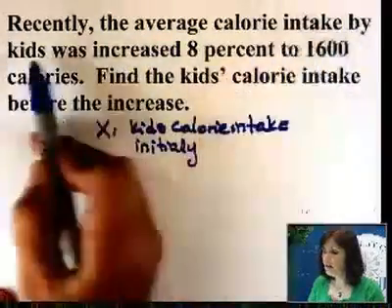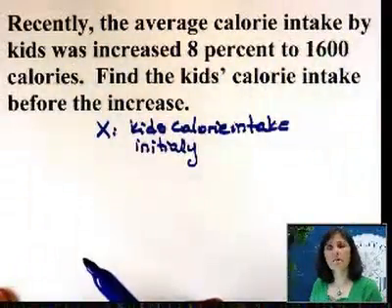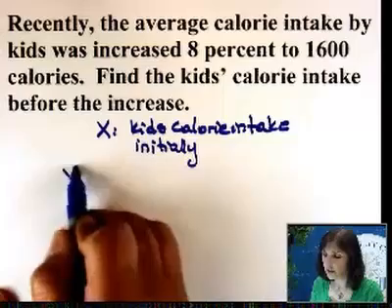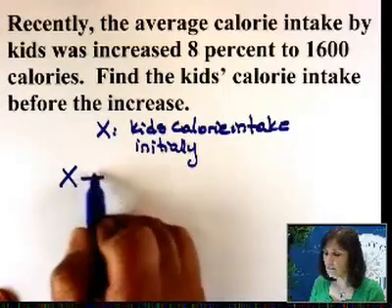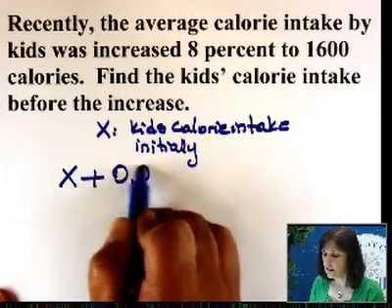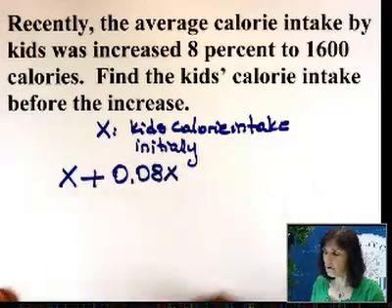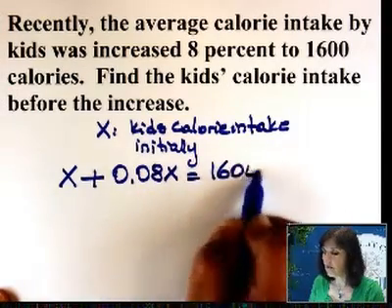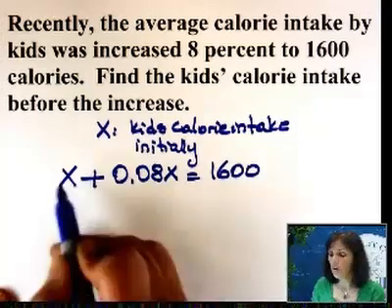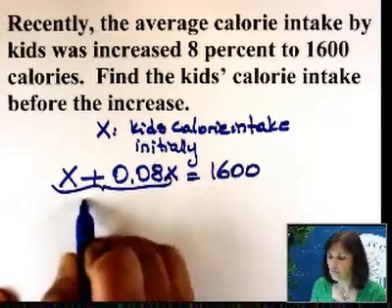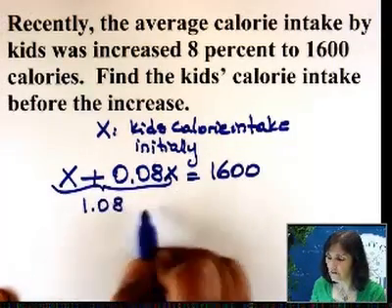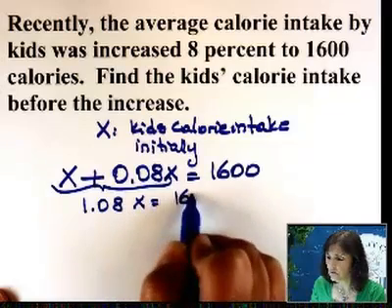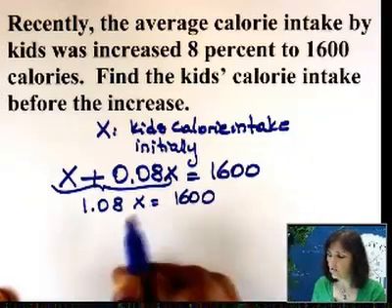The average calorie intake by kids was increased by 8%. Okay, so here's your initial. It's increased by 8%, so 8% of x. What is it now? 1,600. Here's my equation. Combine the like terms. That's 1.08x equals 1,600.